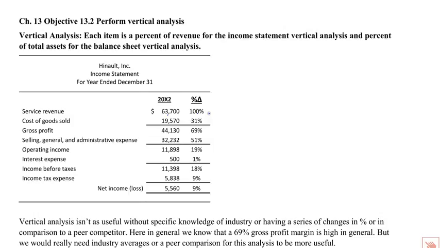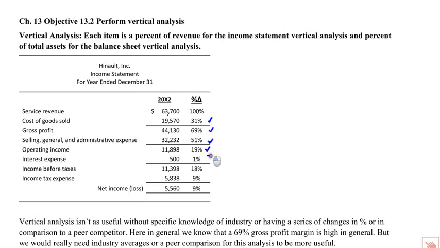So let's look. We have cost of goods sold 31%, so less than a third of your revenues eaten up by cost of goods sold, and a gross profit of 69%. Now, while you would want to compare this to industry peer, in general, this would be an excellent gross profit percentage, 69%. Now, selling and general administrative, this is very large, is 51% of revenue. So your operating income is only left with 19%.